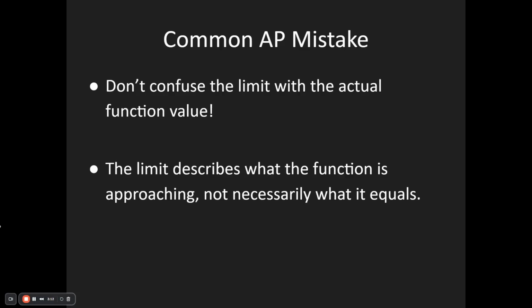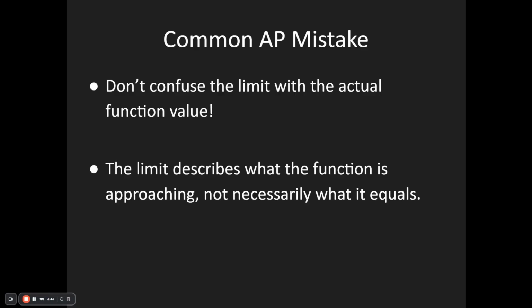So here's a very common mistake that happens on the AP exam, which is confusing the limit with the actual function value. For example, at a hole, the function can just be undefined, meaning there is no f of a. But the limit can still exist because the function approaches the same value from both sides. On the other hand, if there's a jump discontinuity, the left and right hand limits don't match, and in that case, the limit does not exist at all, like I previously mentioned. The AP exam frequently tests this distinction, so keep that in mind.